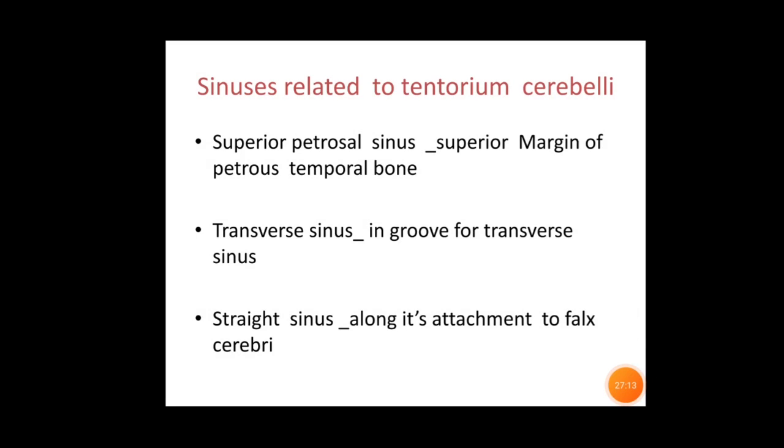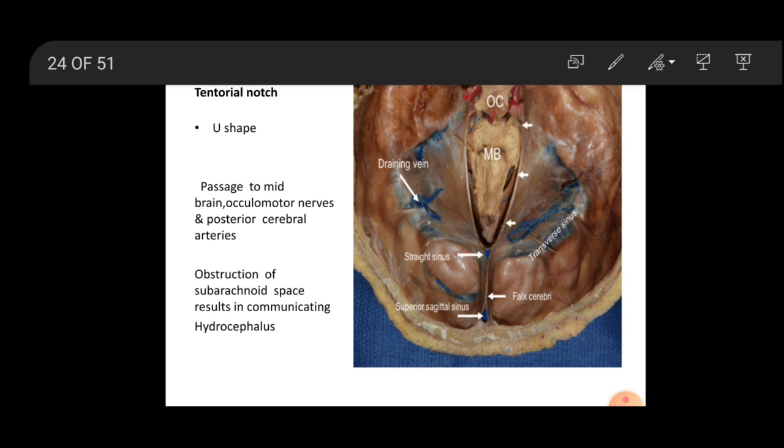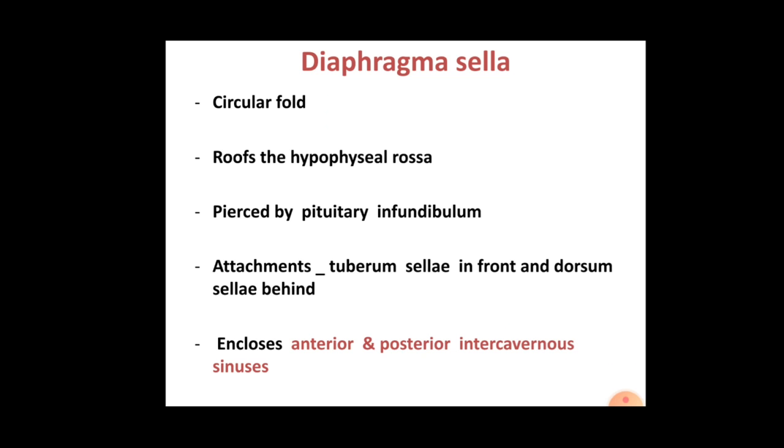Yes, and I told you these are the three dural venous sinuses related to the tentorium cerebelli. That is the superior petrosal sinus, lodged at the superior margin of the petrous temporal bone, the transverse sinus, lodged in the groove for the transverse sinus, and the straight sinus along its attachment to the falx cerebelli. So coming to the next dural fold, that is the diaphragma sellae.